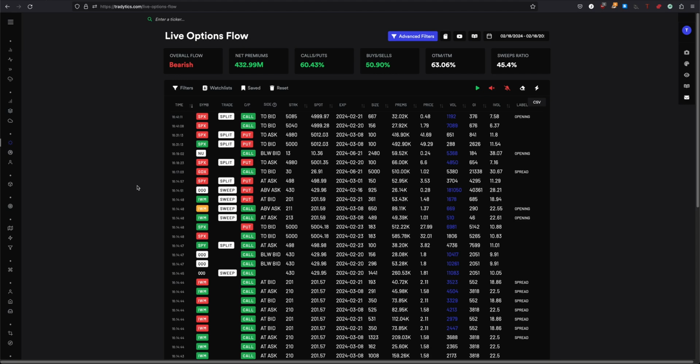That's just, they're not really directional. They don't care so much about the direction of the stock moving. Okay. We want to find flow where people are making aggressive bets that the stock is going to go either up or down. All right.